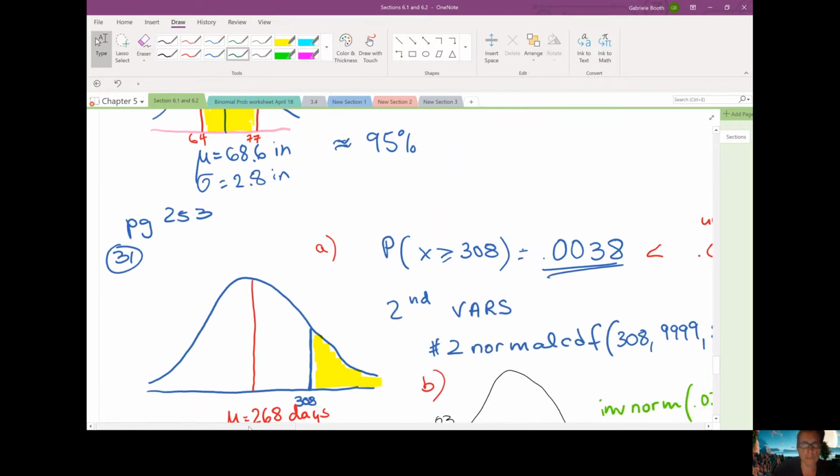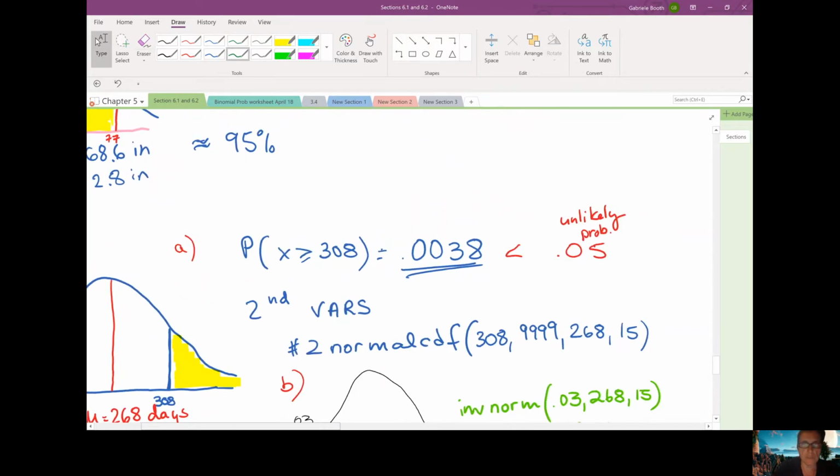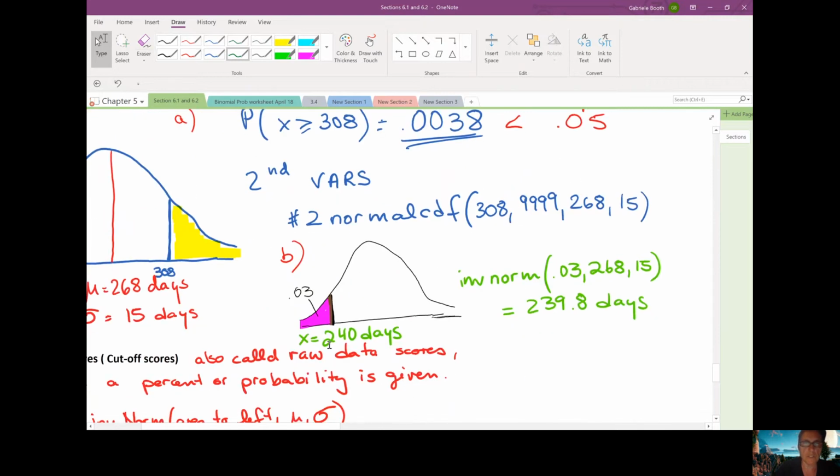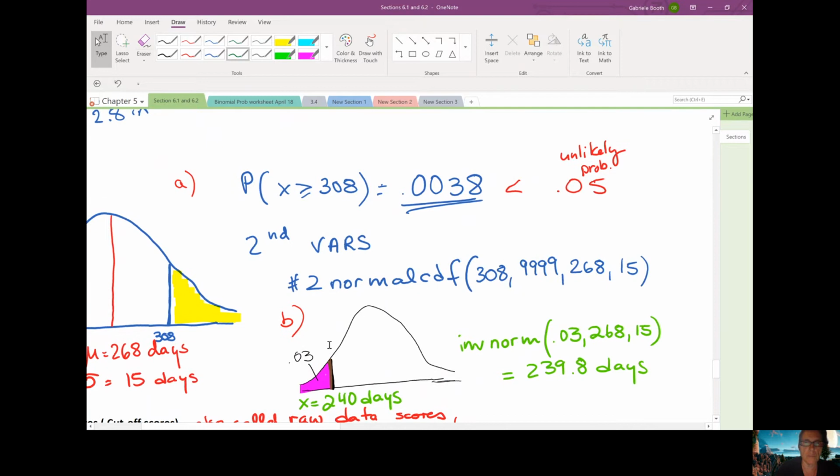These are just some examples out of the book. I think this is the pregnancy one. You also have a pregnancy problem in my stat lab.